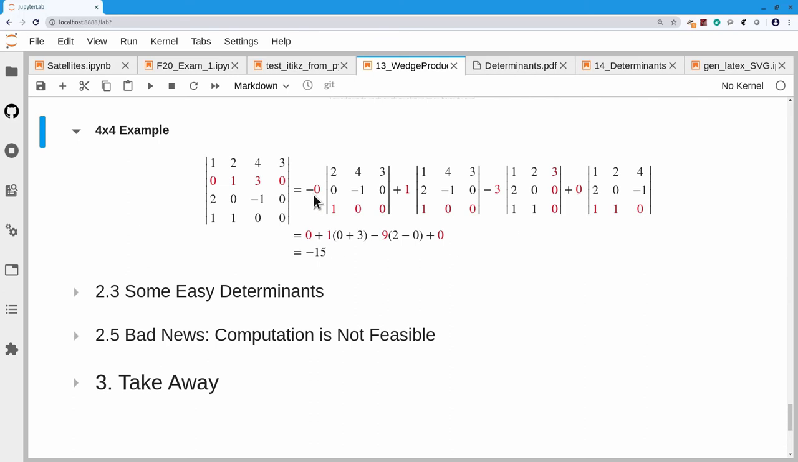And let's see, for the 0 term, erase the row and column that 0 is in. That leaves me 2, 4, 3, 0, minus 1, 0, 1, 0, 0. For the 1 term, erase the row and column that the 1 is in. That leaves me the matrix 1, 4, 3, 2, minus 1, 0, 1, 0, 0, and similarly for the remaining two matrices. Now, this time I have four determinants to compute.